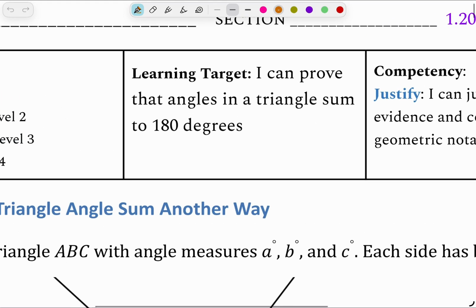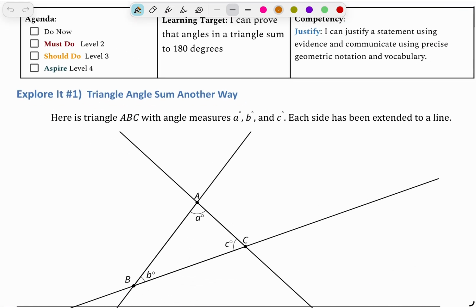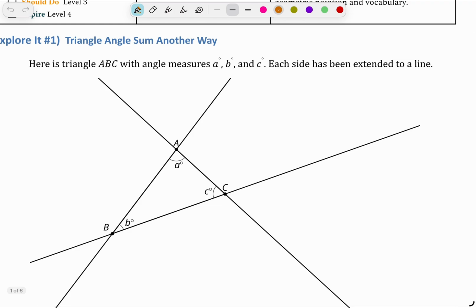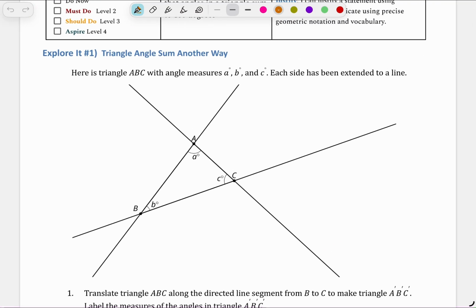Today, we can prove that angles in a triangle sum, or add up, to 180 degrees. Let's check out Explore number 1, triangle angle sum another way. Here is a triangle ABC with angle measures A, B, and C. Each side has been extended to a line.